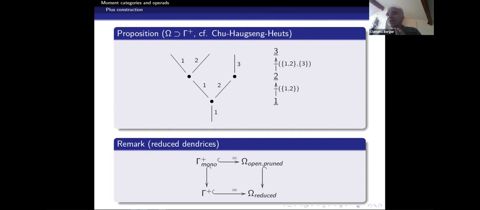So this somehow shows you how to represent symmetric operads in two ways, either as operads for gamma or as monoids for gamma plus or of omega. So I will stop here. Thank you for your attention.